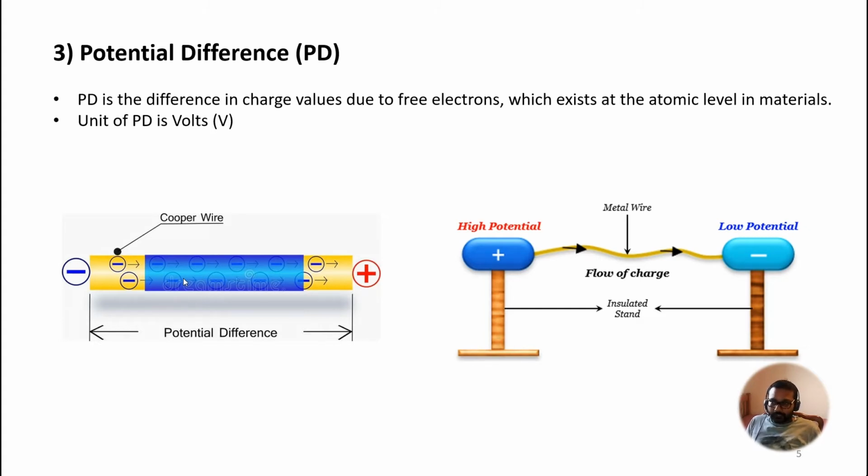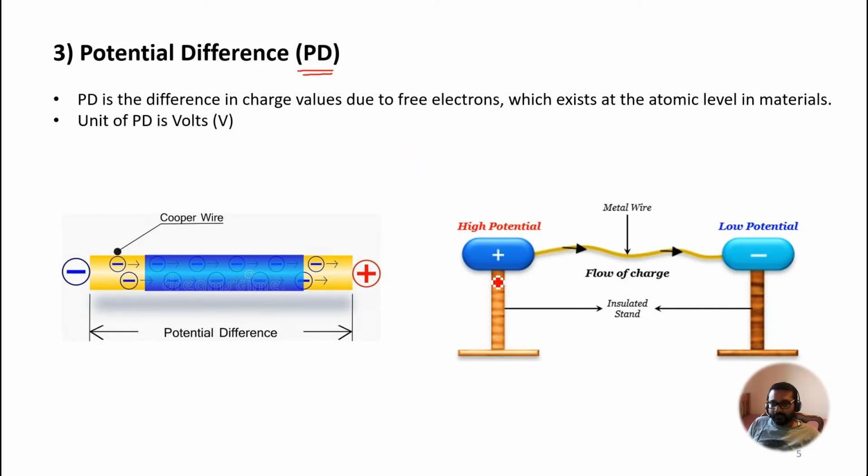Now, the next thing which we have to discuss is potential difference, or in short we call it PD. Right? We call it PD, or potential difference. So potential difference is the difference in charge value due to free electrons which exist at the atomic level in a material. Now for explaining this statement, potential difference is the difference in charge value.